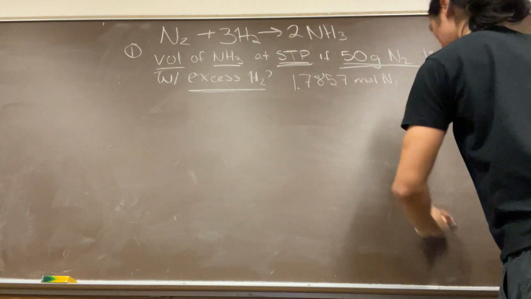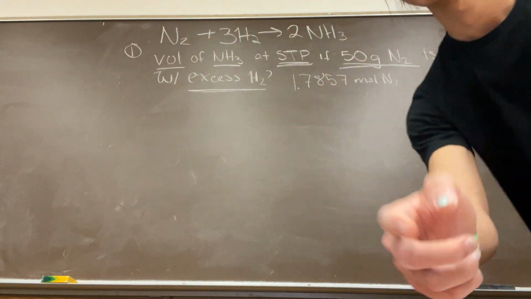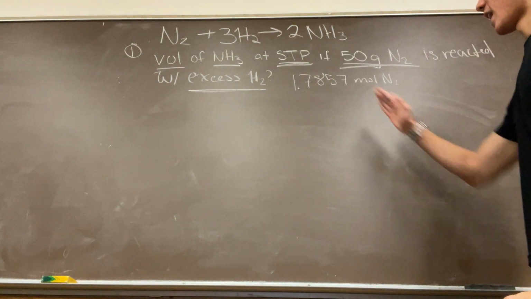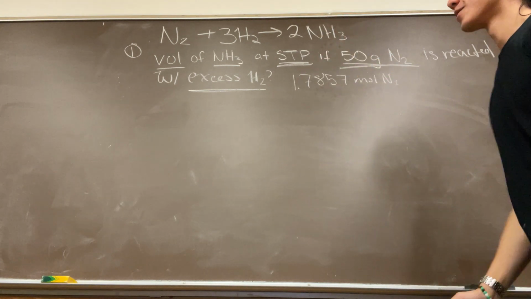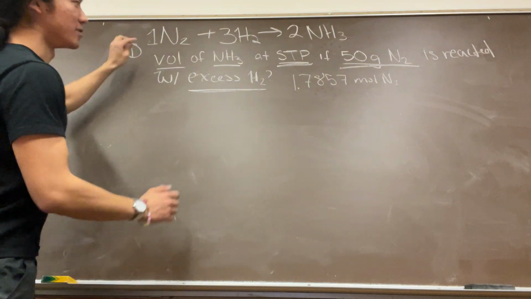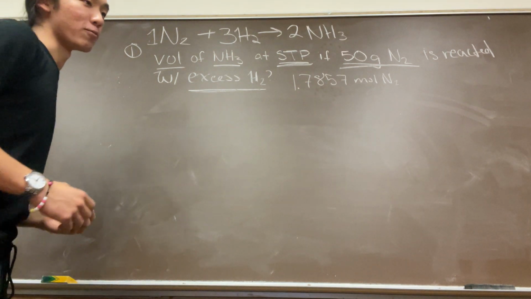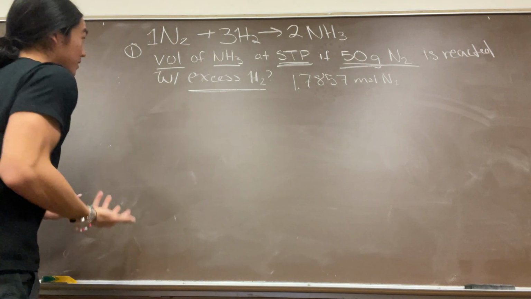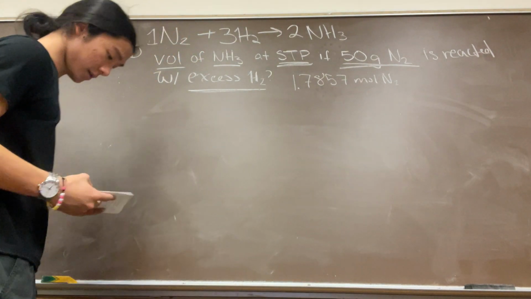Okay, now we know this is the limiting reactant, so we need to look at how many moles of N2 correspond to moles of ammonia. So we see that 1 mole of N2 produces 2 moles of NH3, right? This is like one banana can make 2 shakes, right? You can split them up. So in this case, we have 1.7857 moles, a lot of moles.